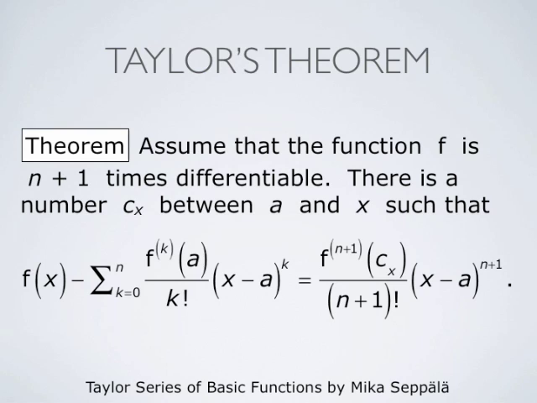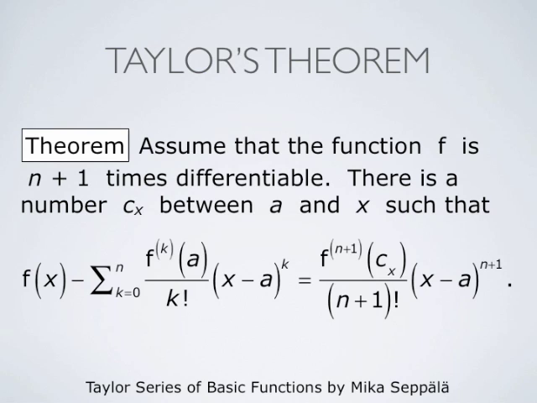Taylor's theorem is a sophisticated generalization of the mean value theorem. In Taylor's theorem, we assume that the function f is n + 1 times differentiable. If that is the case, we may form the degree n Taylor polynomial of the function f at any point. The degree n Taylor polynomial of f at x = a is summation k from 0 to n, the kth derivative of f at a divided by k factorial times (x - a)^k.